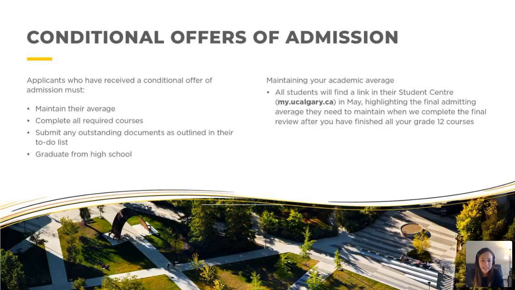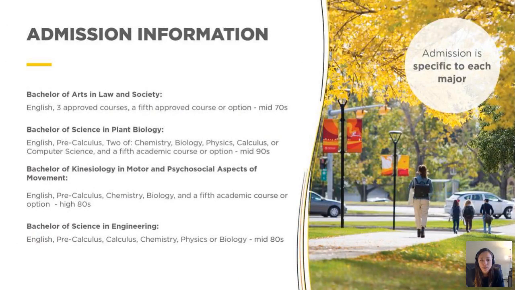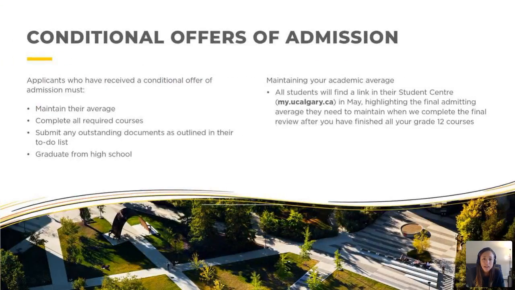So just going back for a second, you can see all of these required courses here. By the end of your school year, we would need to see these at the grade 12 level. But when we issue you a conditional offer, those can be a little bit lower. Conditional offers are going to be finalized based on you maintaining your admission average, completing your required courses, graduating from high school, and then of course submitting any outstanding documents that we might need.